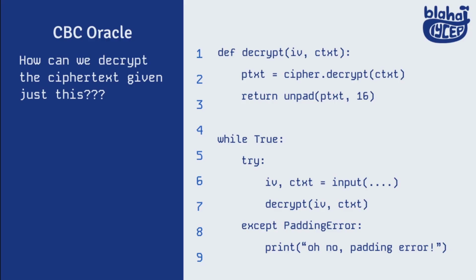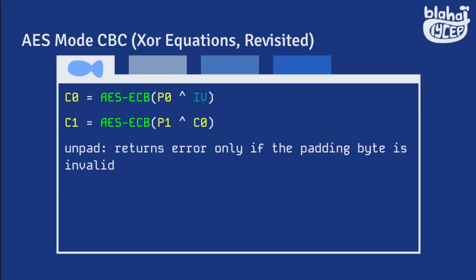So this uses both CBC IV malleability as well as the padding oracle. The whole idea behind the CBC padding oracle is that your C0 is essentially the ECB encryption of your plain text P0 XORed with the IV. And during the decryption step, we are just going to do ECB decryption of C0, which is going to return P0 XOR IV.